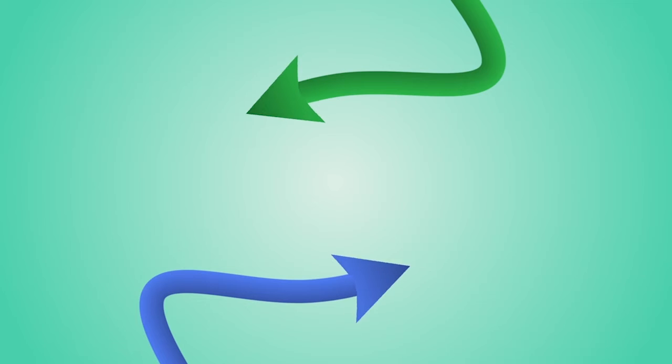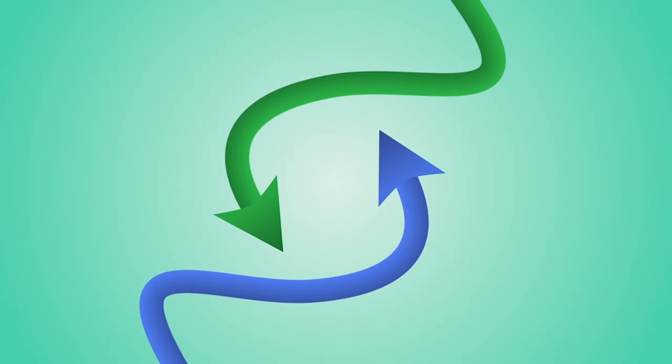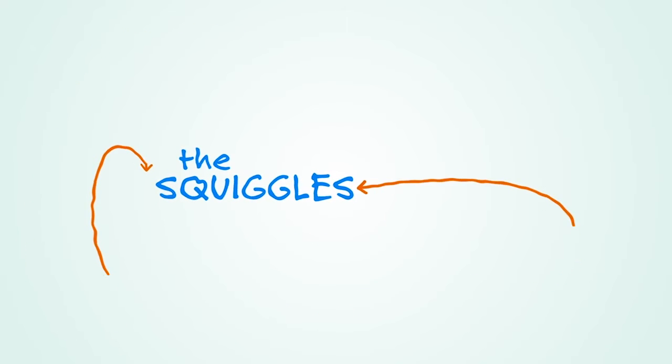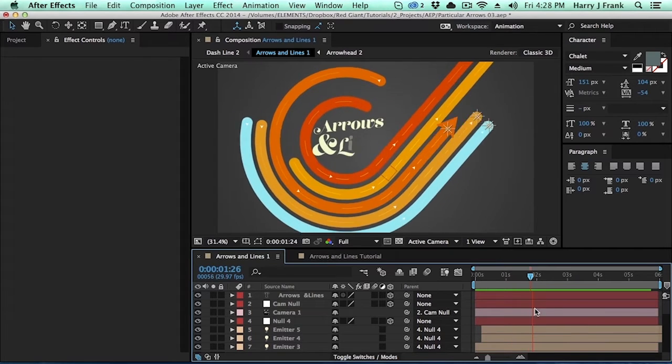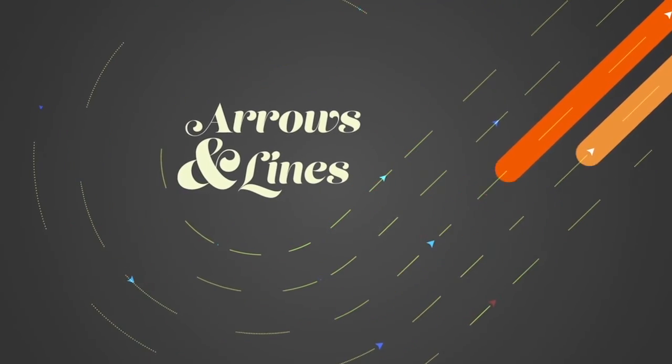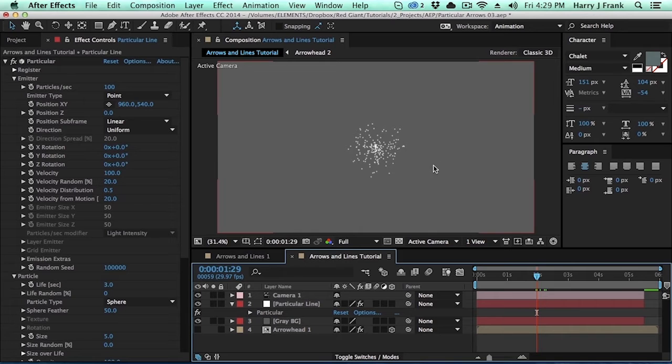The concepts I'll be covering in this tutorial can be used to create a wide array of cool arrow and line styles. We won't cover all of these in detail, but the project file download for this tutorial includes all of these examples for you to explore. This is the final design that we'll be making, and there's some really cool concepts in here that I'm excited to show you. So let's get started in a blank composition over here.